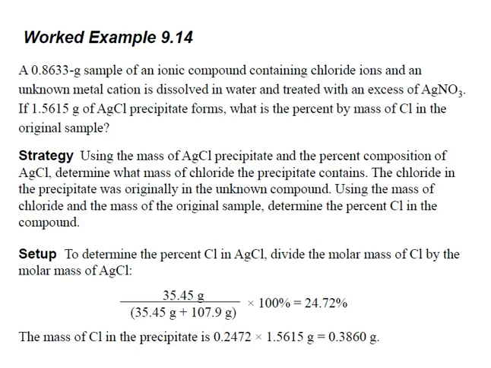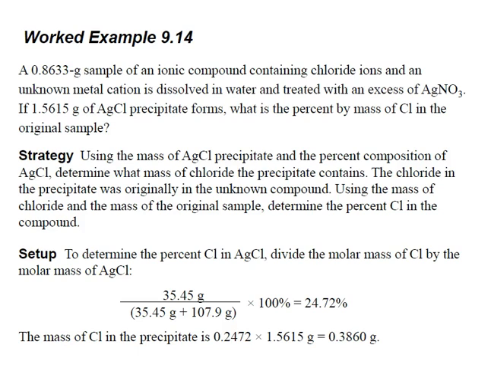Moving on to example 9.14. A 0.8633 gram sample of an ionic compound containing chloride ions and an unknown metal cation is dissolved in water and treated with an excess of silver nitrate. If 1.5615 grams of silver chloride precipitate forms, what is the percent by mass of chlorine in the original sample?